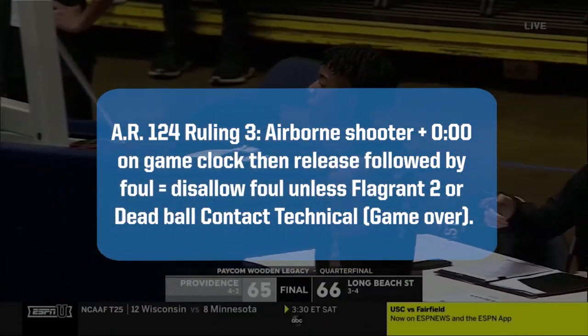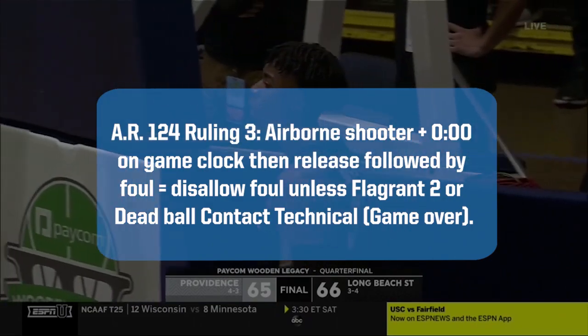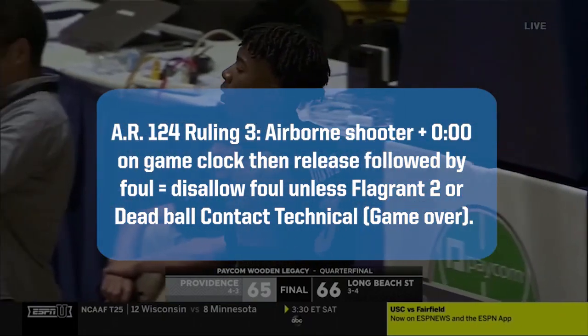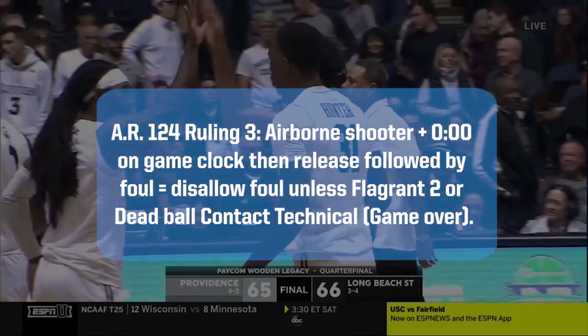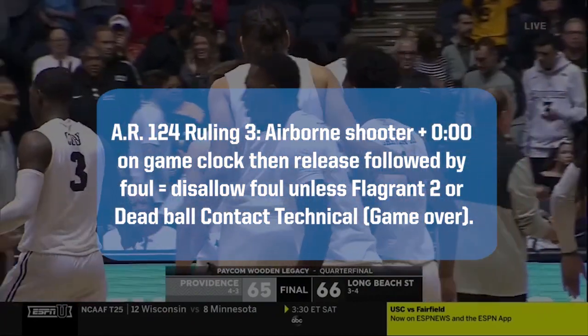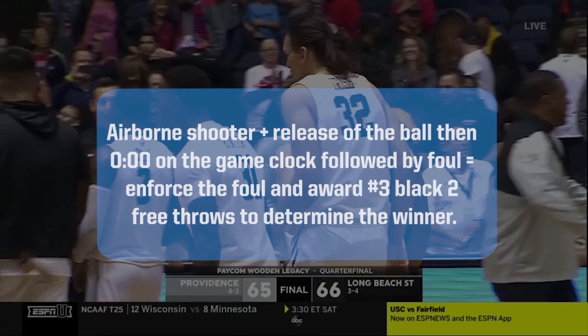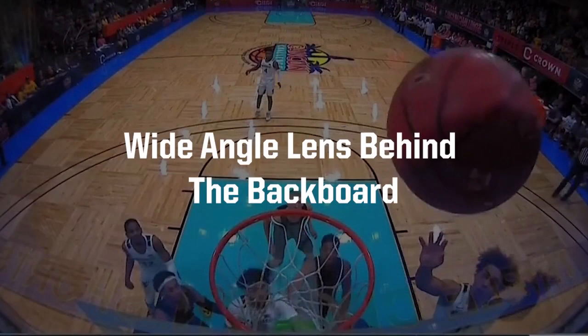The officials on this play should have called a foul on the play, used our new end-of-game monitor review protocol to confirm the ball was still in the hand, and disallowed the foul by rule. Conversely, if the ball had been released prior to 0-0-0 on the game clock, and then contact with an illegal defender occurred, number 3 black would be entitled to 2 free throws since he was an airborne shooter and is entitled to land legally.